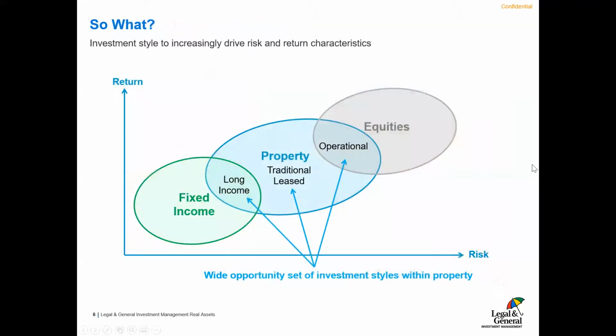So what does that mean ultimately for investors, not just in property but in other asset classes? What does this growth in operational real estate mean? In our view, it's a really exciting opportunity, and the chart here is designed to showcase where property typically sits as an asset class in relation to fixed income and equities. As a result of this shift towards more operational real estate opportunities, in combination with long income on the more secure end of things, you end up with a really quite wide opportunity set for investors into property.